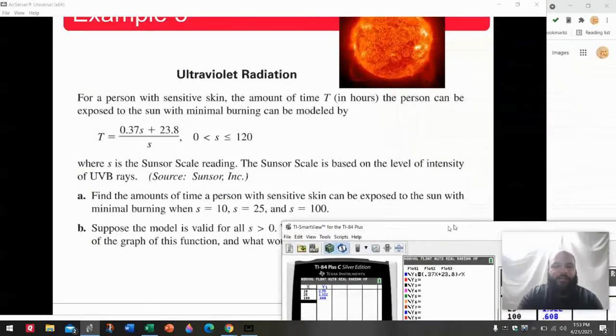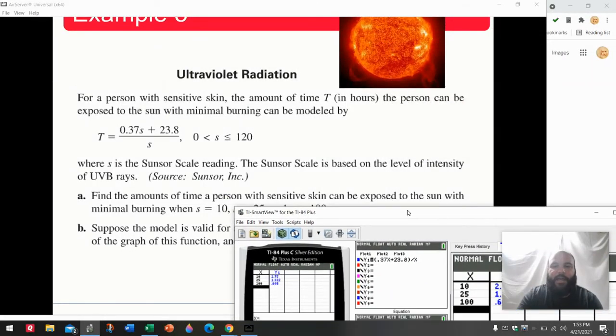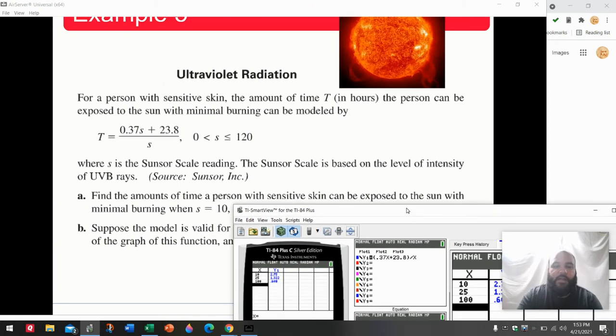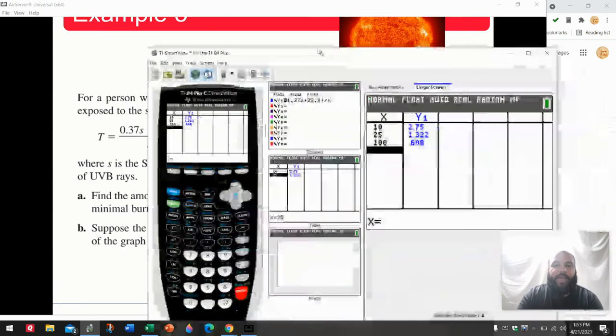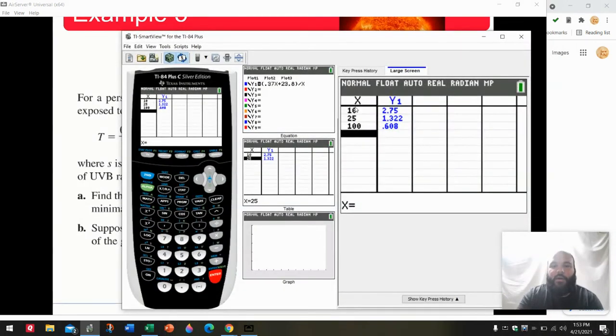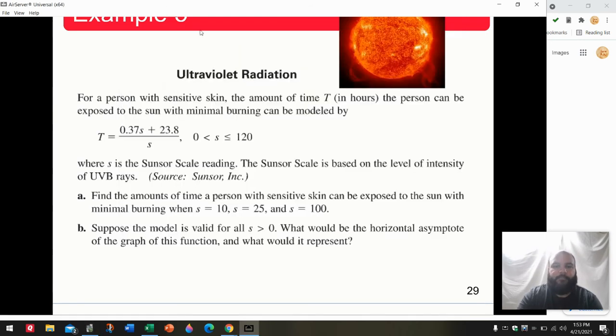Now it says find the amounts of time a person with sensitive skin can be exposed to the sun. So remember, T is in hours. Depending on the intensity of the sun, as the intensity goes up, the amount of time that they can be exposed to the sun without burning is reduced. So there's part A. Part B says, suppose the model was valid for all S's greater than 0. What would be the horizontal asymptote of the graph of this function? And what would it represent?